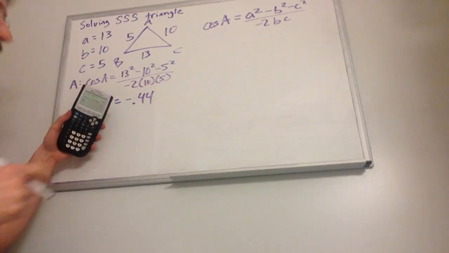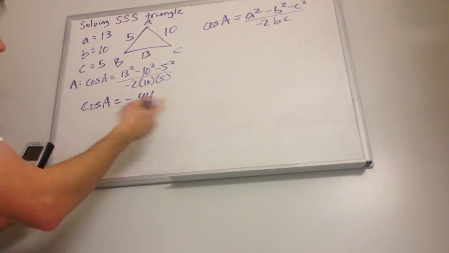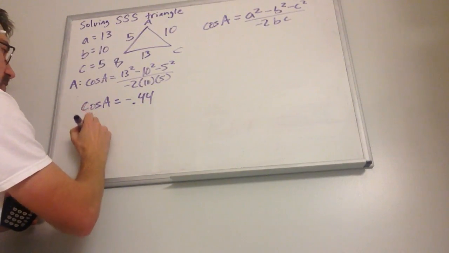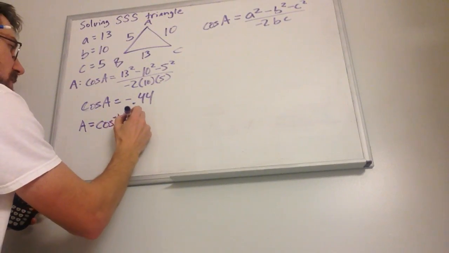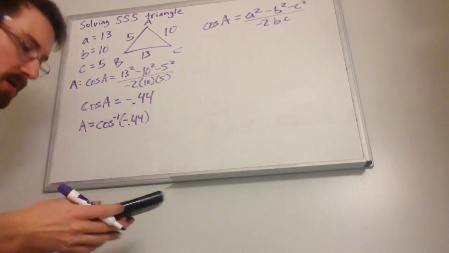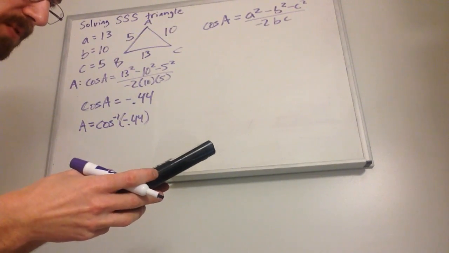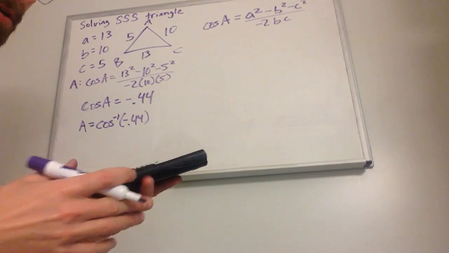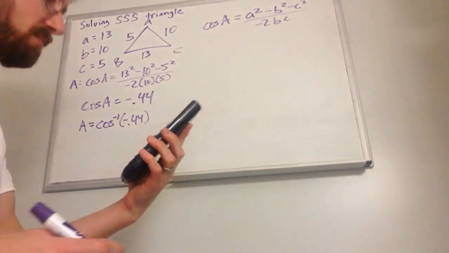-0.44. Now, anytime I'm trying to find an angle, I've got cosine of A equals something, I need to use inverse cosine. So A is equal to cosine inverse of -0.44. So second cosine inverse, -0.44. And I get that it's equal to about 116 degrees, 116.1.